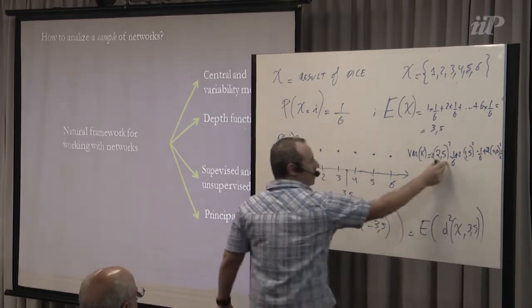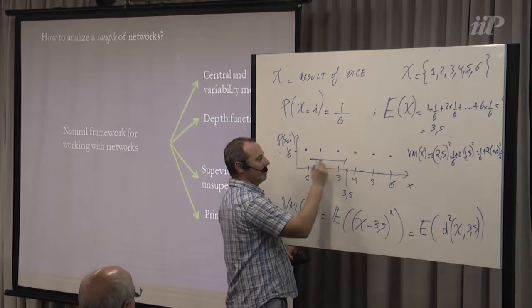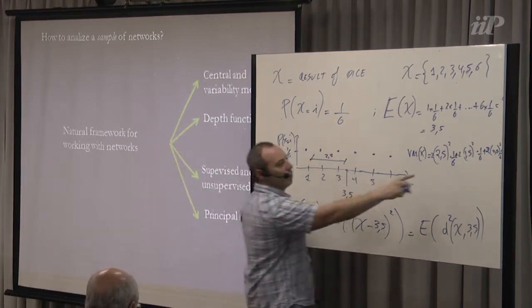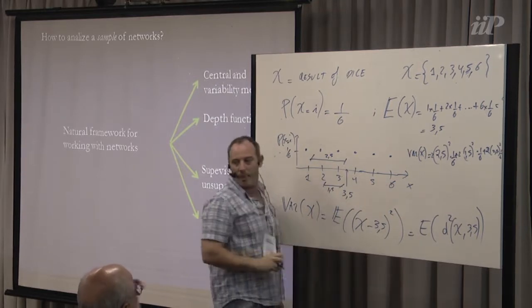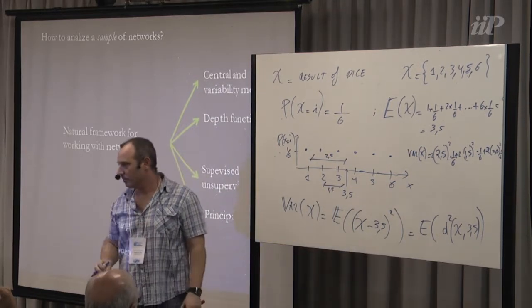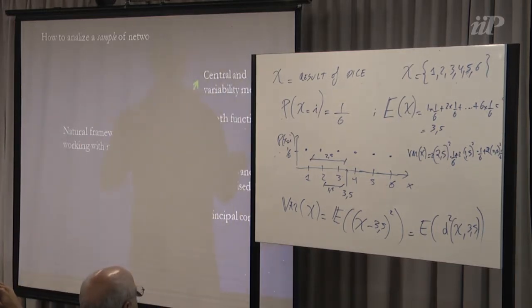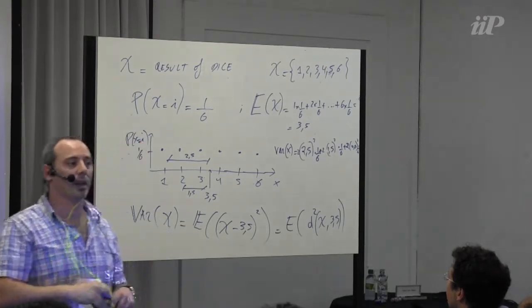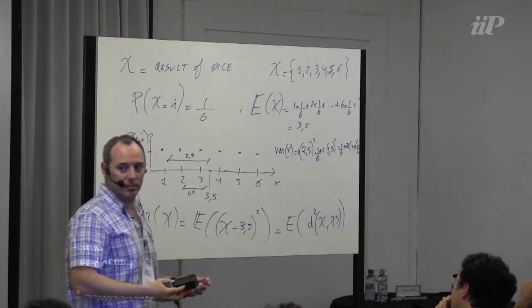But it's clear that this 2.5 is this distance. This is 2.5, it's a distance. And this 1.5 is this distance. Okay? So the variance is just an average distance from the value to the expected value. Is it okay?